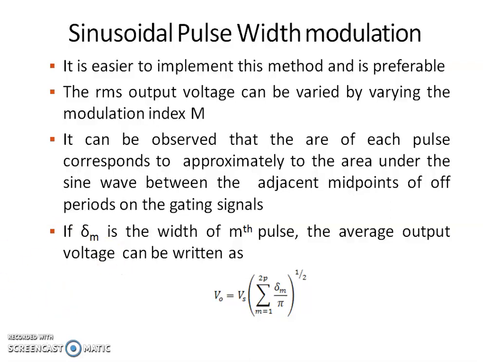If delta m is the width of the mth pulse, then the average output voltage V0 is equal to Vs times the sum from m equal to 1 to 2p of delta m, divided by pi.